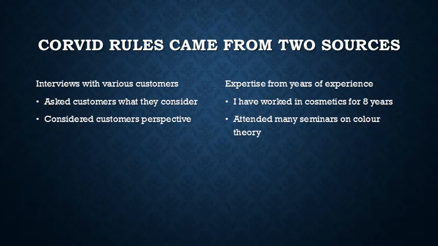The Corvid system uses a series of rules to help solve the problems it's given. The sources for my rules came from interviews with various customers. I asked them what types of things they consider. They came back with things like comfort, color, texture. And I used myself as an expert for blush selection. I've worked in cosmetics for 8 years, I've attended many seminars on blushes, and I'm fairly confident in color theory.